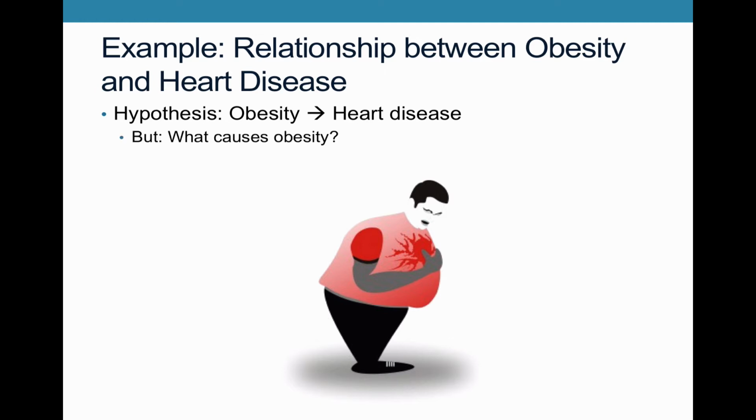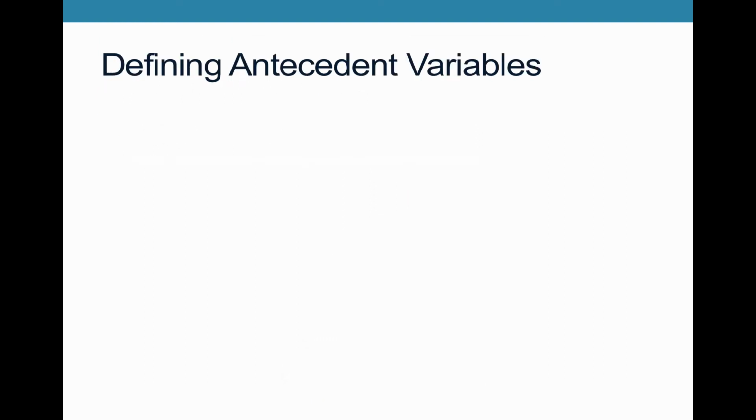But what causes obesity? Where does that come from in the first place? And in particular, how does obesity cause heart disease? Just because we see that there's a relationship between obesity and heart disease doesn't mean that it's a causal relationship. And so we have to develop a hypothesis that would have some sort of causal logic to it to explain the how that's involved in that causal arrow we show here. So this is what antecedent variables and intervening variables can do.